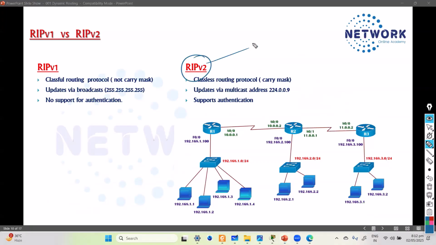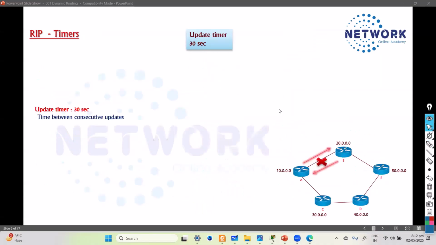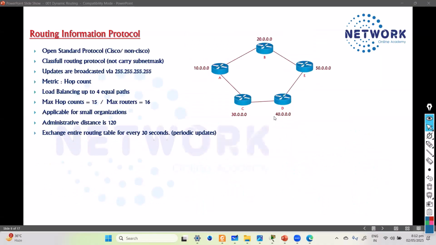RIP still uses periodic updates here as well, every 30 seconds, that is the same thing. The metric is hop count, that is again the same thing. The maximum hop count is 15 hops, again the same thing. Apart from this, the rest of the features we covered are still the same. There are a few changes. Administrative distance is still 120, maximum hop count and other points remain the same. Only a few things have been updated.